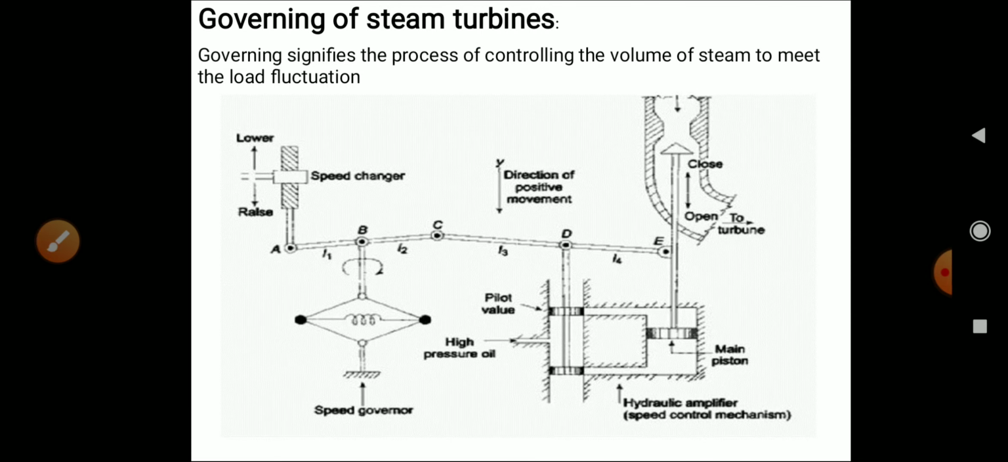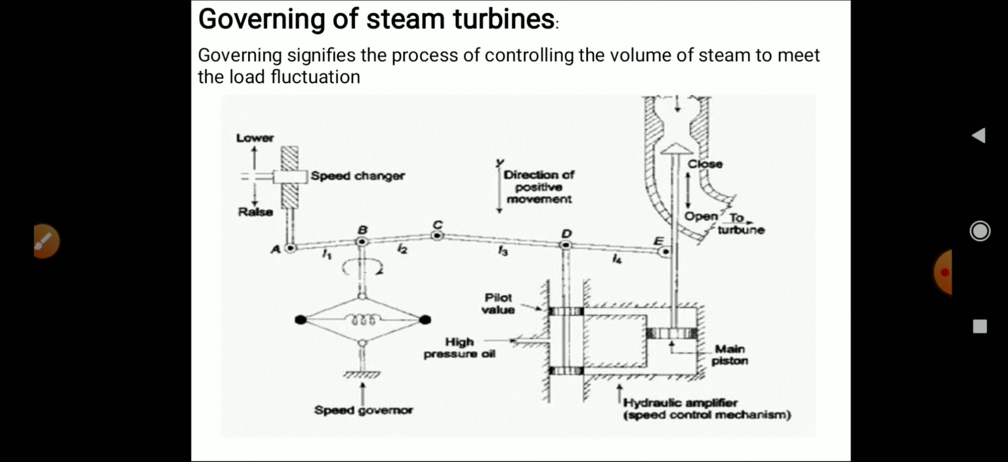Let us come to governing of steam turbines. Governing of steam turbines means we are controlling the amount of steam entering our prime mover, the turbine, so that it can give the desirable value of RPM. A high value of RPM is required to induce EMF as an end result.